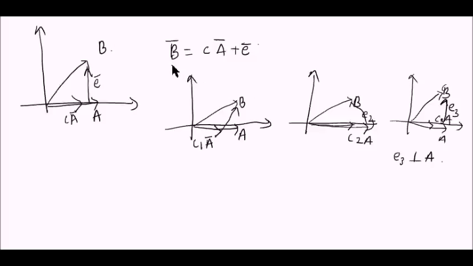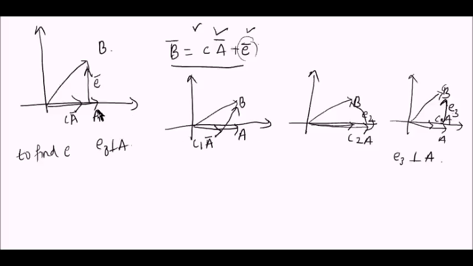So now I want to represent B in terms of A, so there is always some error associated with it. But my aim is to find the value of C in such a way as to minimize this error. You see here, when E3 and A are perpendicular to each other, then the error will be minimum. So for this case, to find C, E3 should be perpendicular to A.